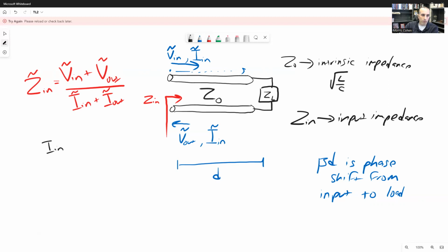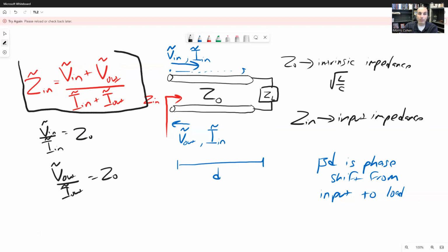V in divided by I in must equal our transmission line impedance Z0. Right? And V out divided by I out will also equal our transmission line impedance. These are both phasors as well. Right, so for each of our incoming and outgoing waves, the ratio of voltage to current must be this intrinsic impedance Z0. But the total, the sum of the voltages divided by the sum of the currents is not going to be the same as Z0. It's going to be more complicated than that, and we'll see. We can actually rewrite Zin in more complicated form later. I'll leave that out for now.